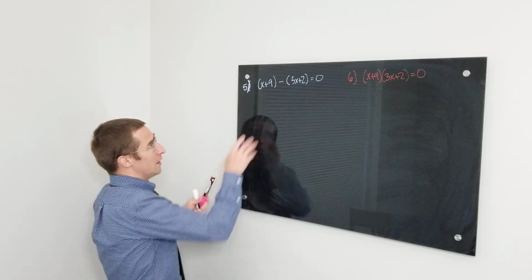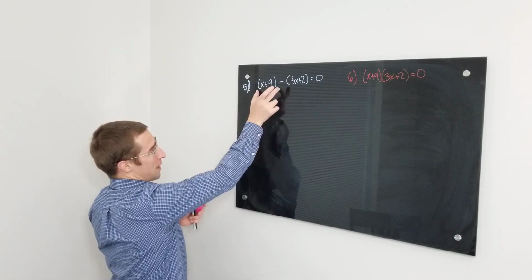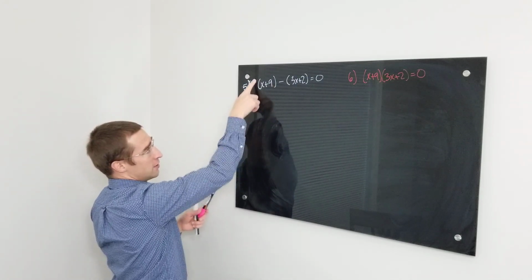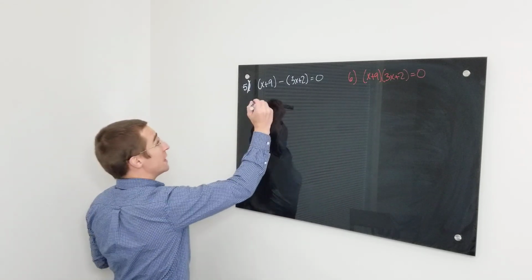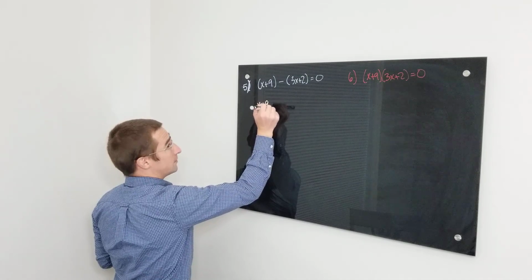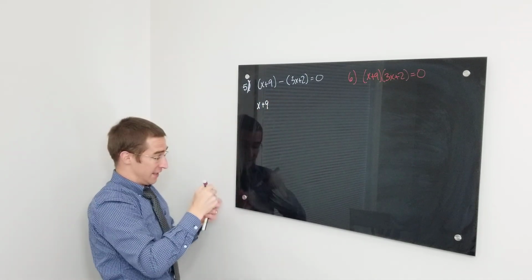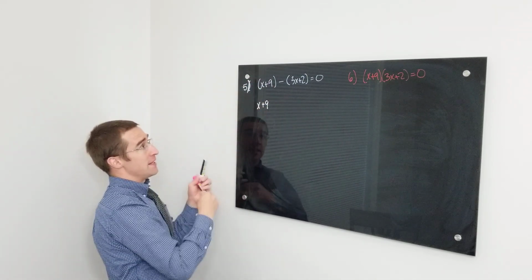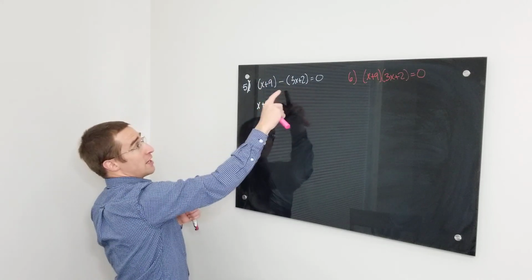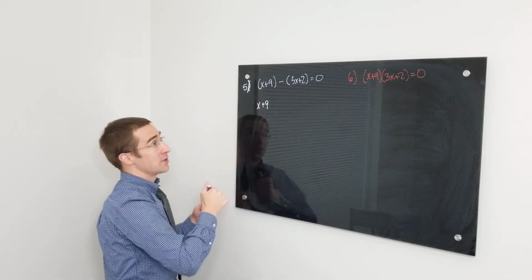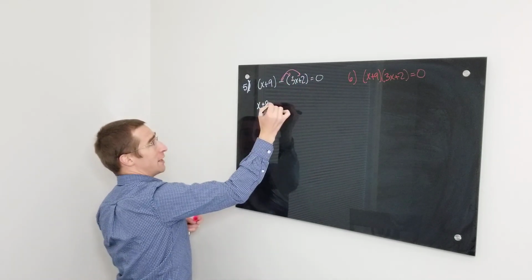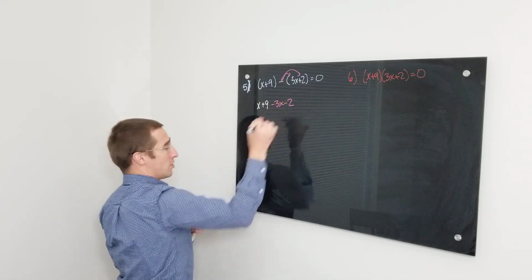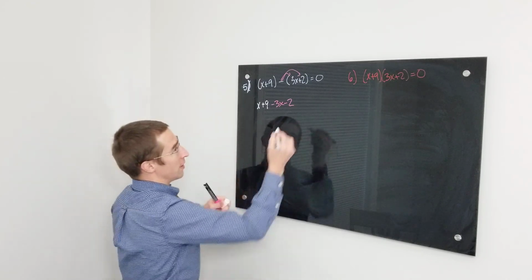Here, this x plus 9, there's nothing out front, so we can just write down x plus 9 without the parentheses. We don't need the parentheses there because it's not doing anything. Parentheses are just grouping that piece. The parentheses here are saying we're subtracting all of this 3x plus 2, so we can distribute the negative to get a minus 3x minus 2 equals 0.